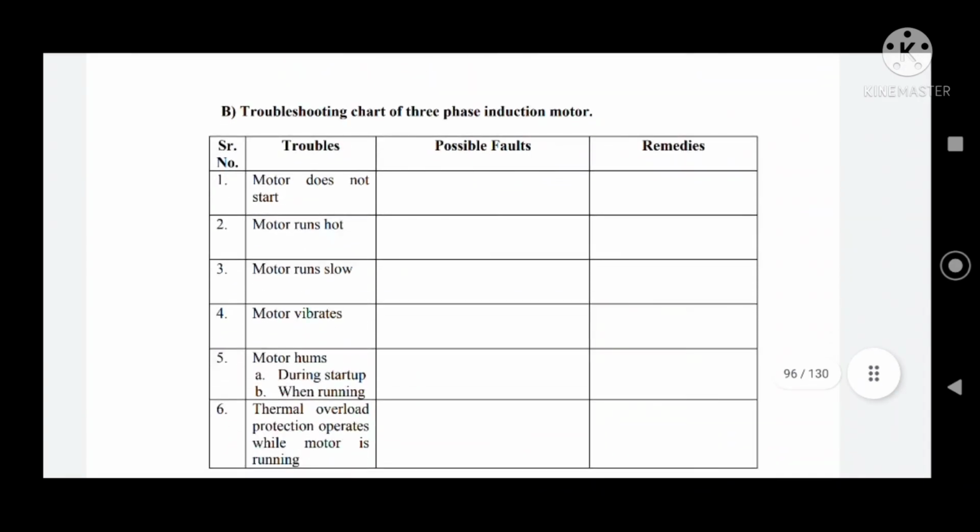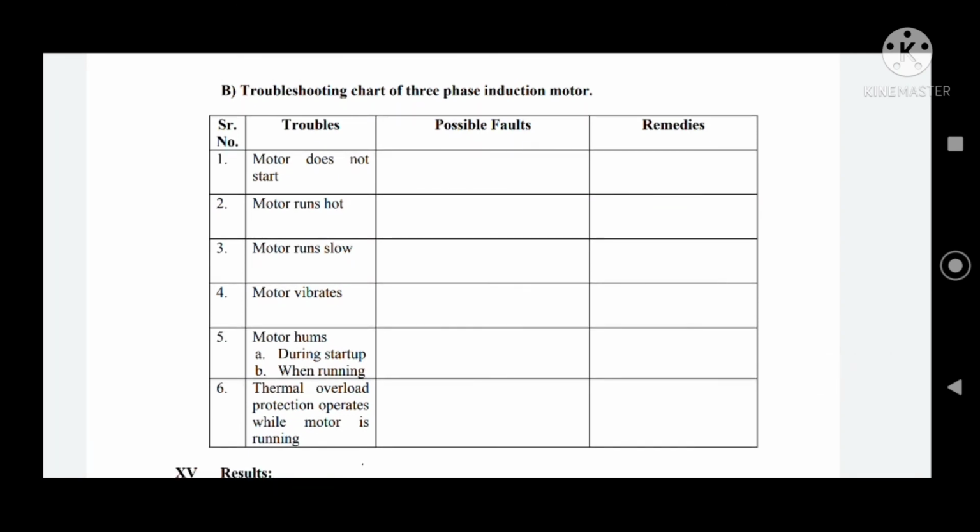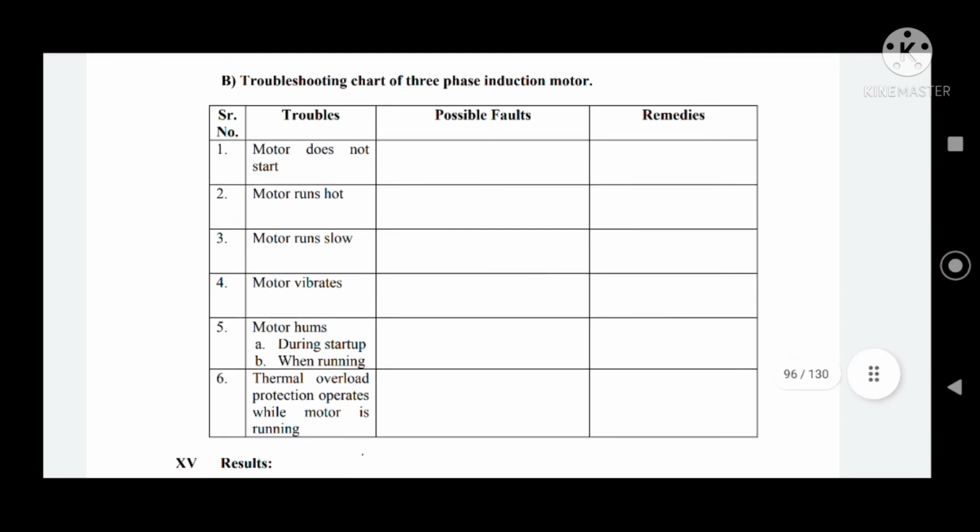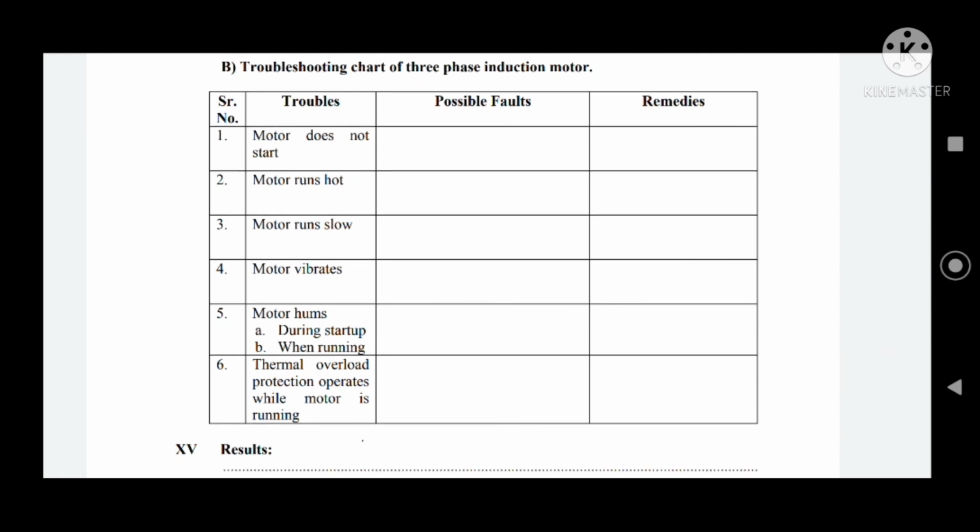Next is the troubleshooting chart of three-phase induction motor. So in your manual you have to write down troubleshooting chart of three-phase induction motor. So they have given some troubles and you have to write down possible fault, that is reason, and remedies or solution for these troubles. That is, troubles are motor does not start, motor runs hot, motor runs slow, motor vibrates, motor hums, then thermal overload protection operates while motor is running. So these are troubles and you have to write down reasons and remedies.